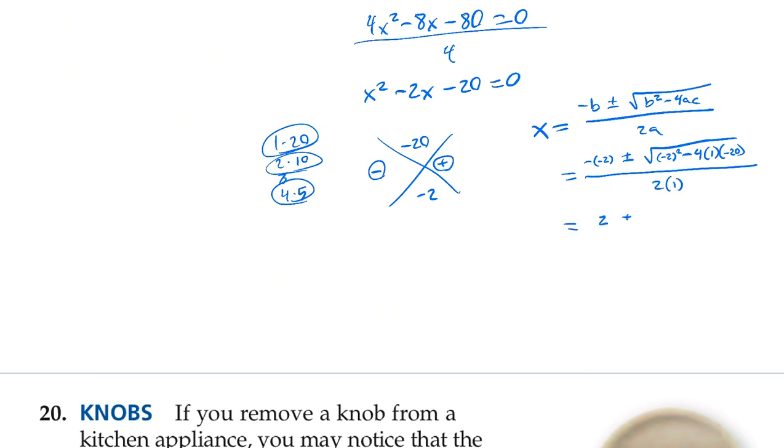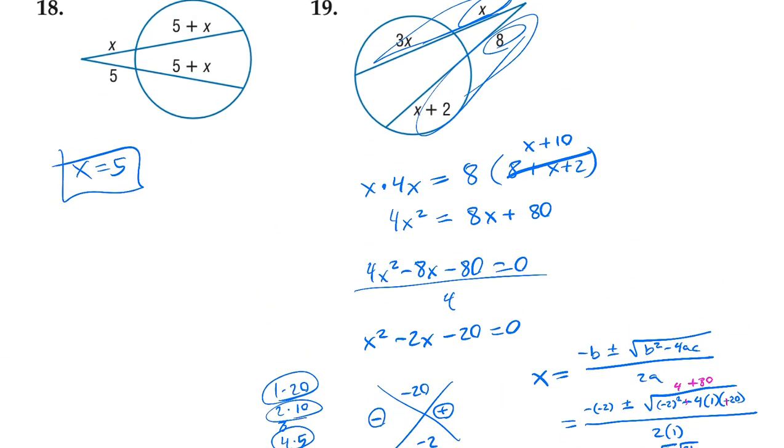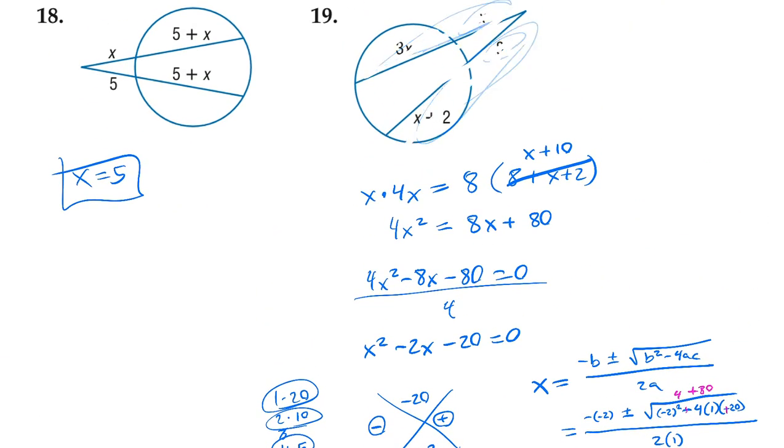So that's 2 plus or minus the square root of, and up here I'm just going to do it in a different color really quick. So that's 4 minus, and then the minus and the minus cancel out, so we get plus 80. So we get the square root of 84, which we could simplify a little bit, all over 2. So square root of 84 is square root of 4 times square root of 21, or in other words, 2 root 21. So we have 2 plus or minus 2 root 21 over 2. So we can divide everything on top by 2. So x is equal to 1 plus or minus the square root of 21. And looking up here, x is a side length, so x has to be positive.